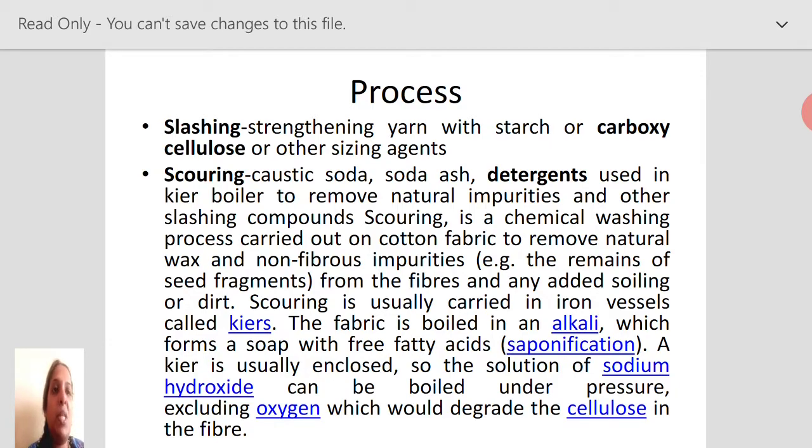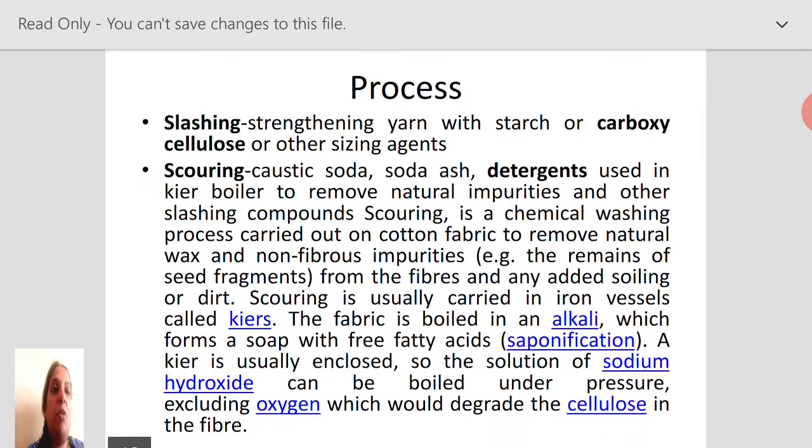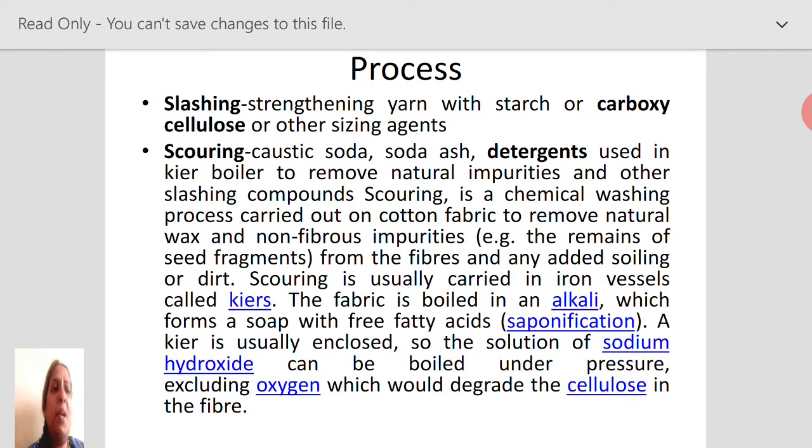Earlier they were using starch for strengthening it up, but nowadays we are using carboxylic cellulose, because when we use starch, the amount of BOD contributing to the wastewater is very high. So nowadays we are going with alternative sizing agents like carboxylic cellulose, so that the BOD contribution from this industry will be reduced.